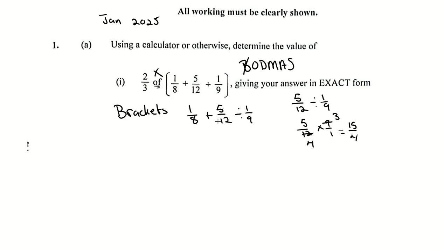So this question will now become 1/8 plus, when we did this, we got 15/4. Right, now we have to add, denominators are different, so we have to find the LCM. 4 is a factor of 8, so therefore 8 is my LCM. 8 into 8, 1. 4 into 8, 2. So you get 1 plus 30, which equals 31/8. So the brackets is 31/8.